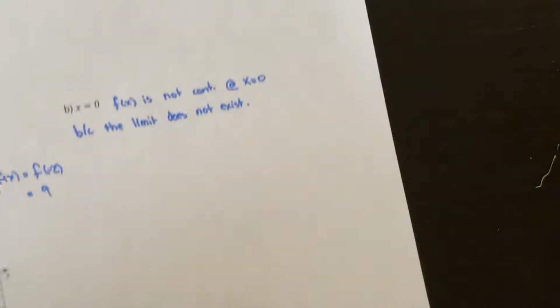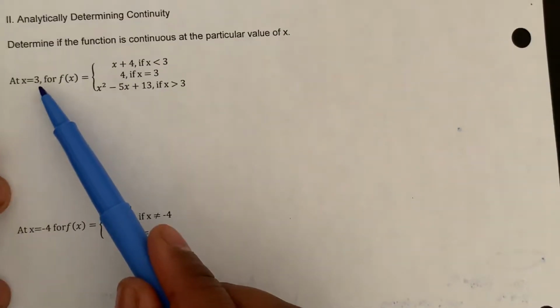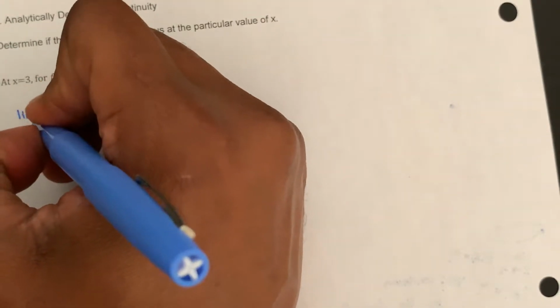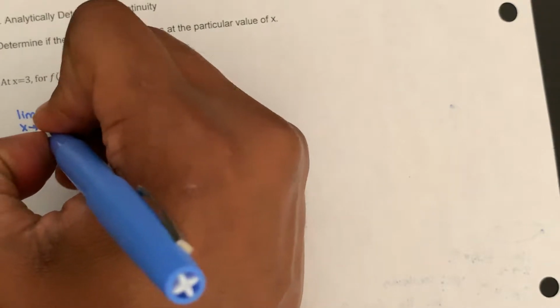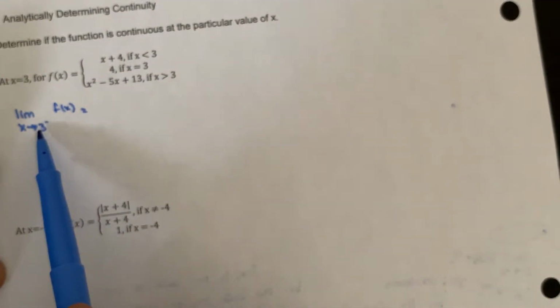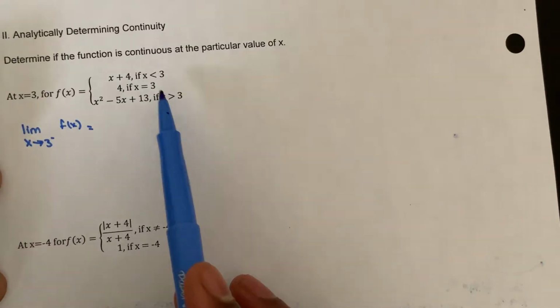There are some problems that we do that are based around continuity. Generally, we'll throw in a piecewise function. If we look at the first example, we are determining if the function's continuous at x equals 3. The first thing we need to do is establish whether the limit exists. The limit as x approaches 3 from the left for f of x: we're going to use the inequality where x is less than 3. So 3 plus 4 is 7.